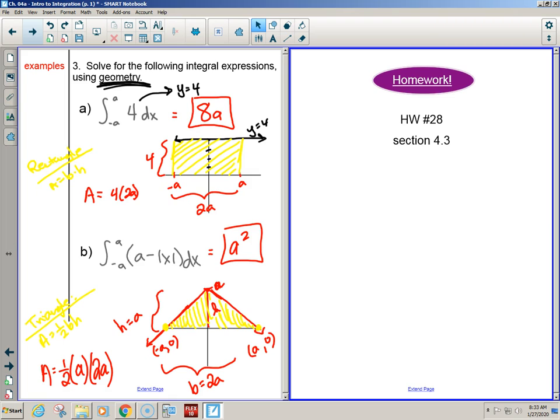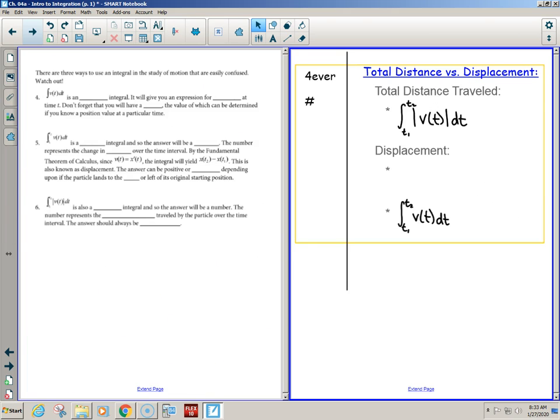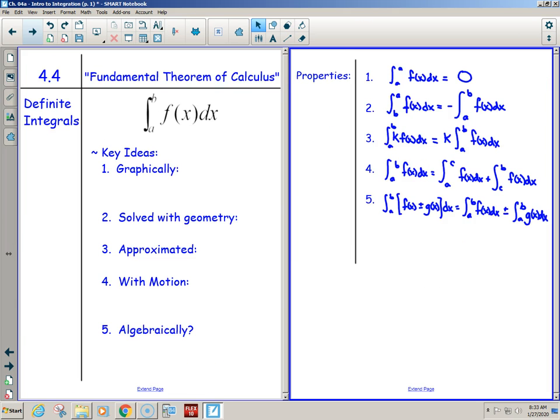All right, section 4.3. As you guys start taking notes, we're going to skip the motion packet for right now. I actually don't know why I put that right there. I think I want that after section 4.3. Because we haven't even learned how to do definite integrals by hand yet, apart from geometry. And geometry only works if you have geometric solids, geometric figures. Those of you guys watching the video, so sorry. You might want to pause it right here.